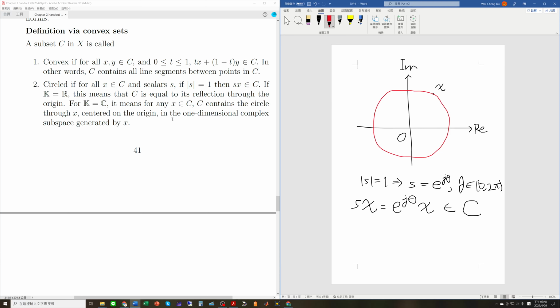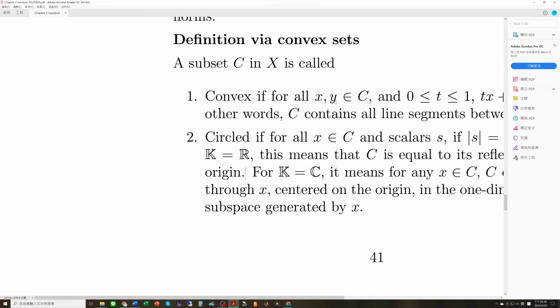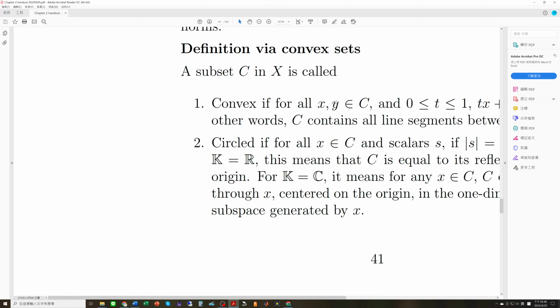In the one-dimensional complex subspace generated by X, here. Okay, so like this. And then let us continue.